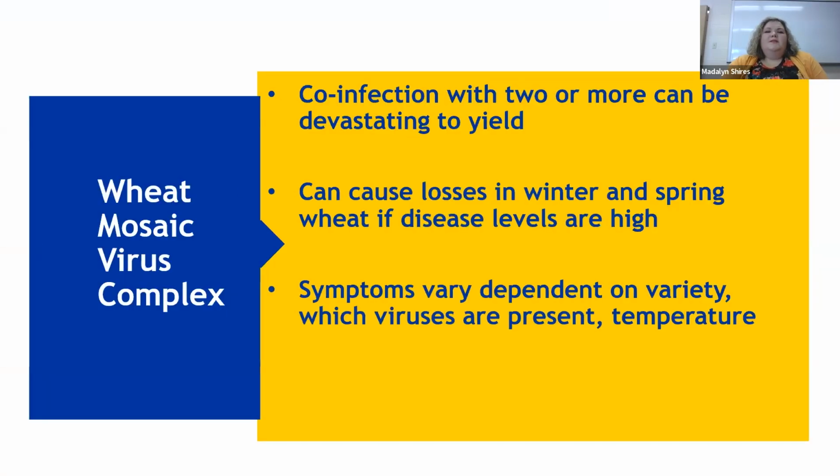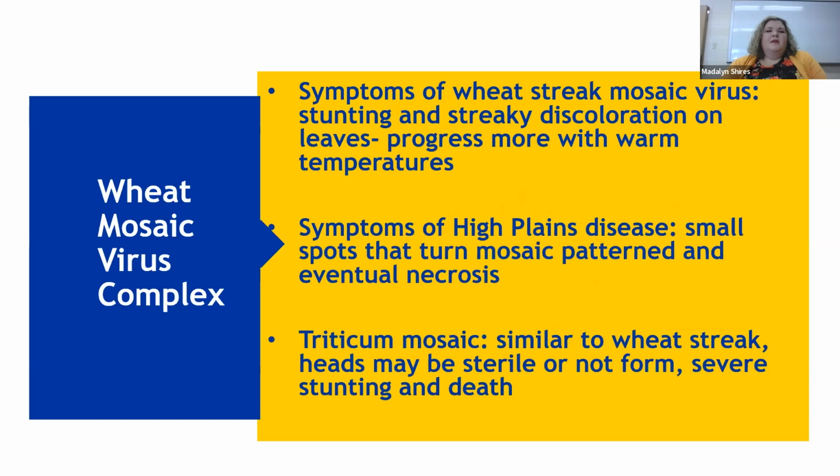So the biggest problem with these viruses is that multiple viruses like to infect the same plant. And that, what we call a co-infection, can be devastating to yield if there's 2 or more of these viruses. There can be losses in spring and winter wheat if the virus levels are high. And it's hard sometimes to pin down the symptoms because they're very dependent upon the variety, which viruses are co-infecting in the plant, and what the temperature is like. So it can be hard to figure out exactly what's going on.